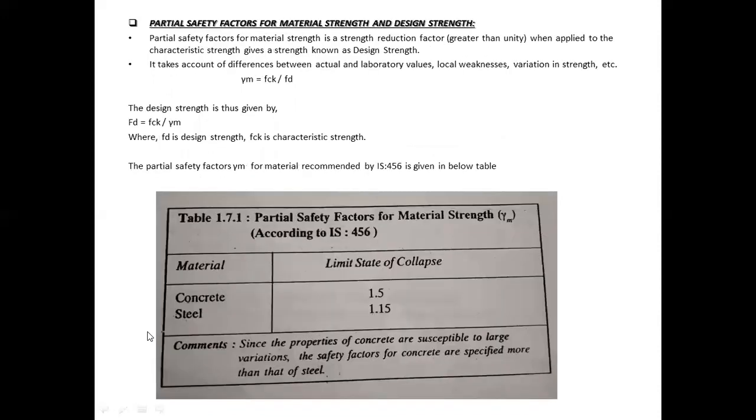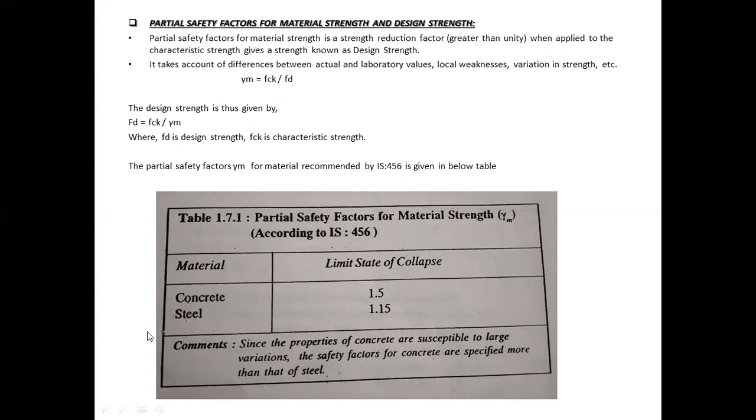Partial safety factors for material strength and design strength. The partial safety factor for material strength is a strength reduction factor which, when applied to the characteristic strength, gives a strength known as design strength. It takes into account differences between actual and laboratory values, local weaknesses, variation in strength, etc. Gamma m is equal to fck upon fd. The design strength is thus given by fd is equal to fck upon gamma m, where fd is the design strength and fck is the characteristic strength. The partial safety factors gamma m for material recommended by IS 456 are given below.